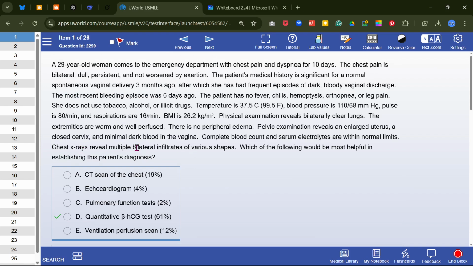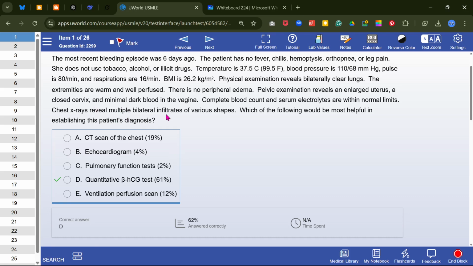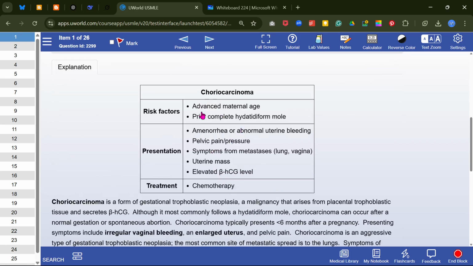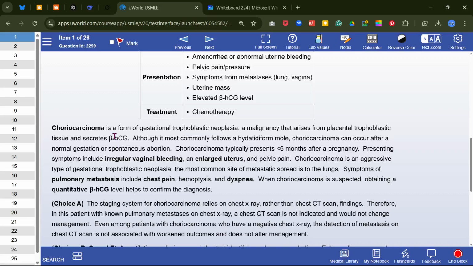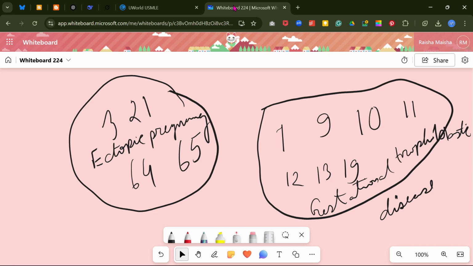Because choriocarcinoma can metastasize to the lungs and cause these multiple bilateral infiltrates of various shapes, chemotherapy should be given. Choriocarcinoma is a gestational trophoblastic neoplasia, a malignancy that arises from placental trophoblastic disease. There is irregular vaginal bleeding, enlarged uterus, and metastasis comes with chest pain and dyspnea. When choriocarcinoma is suspected, quantitative beta-hCG level helps confirm the diagnosis.